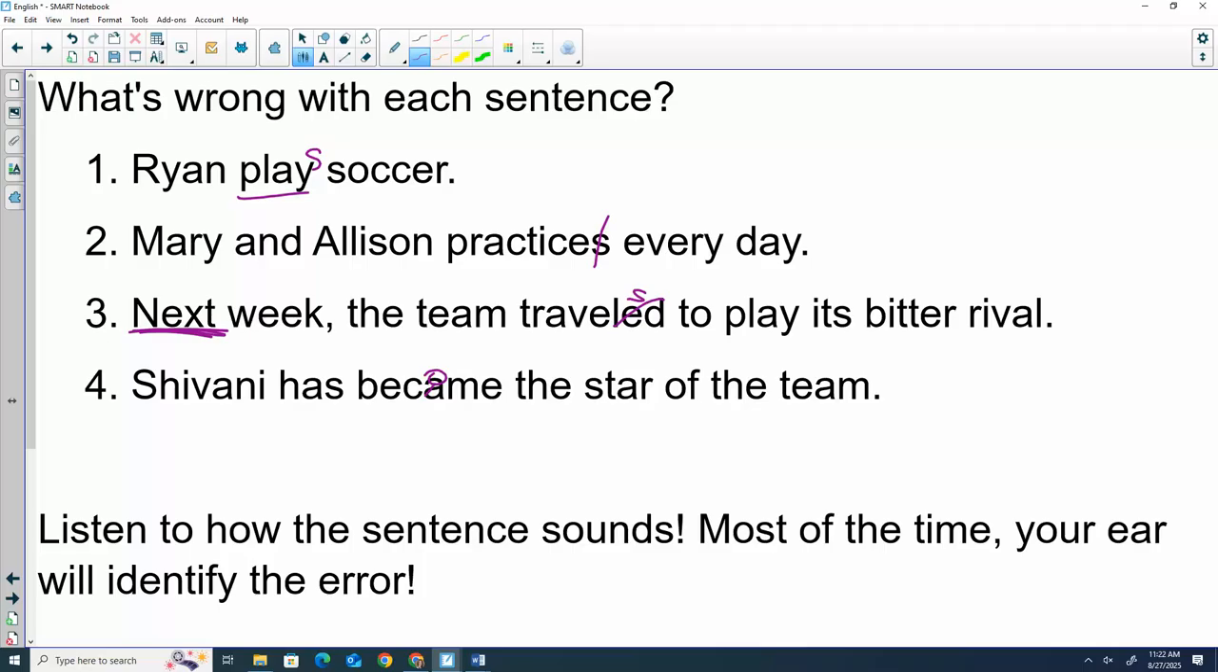Right. Most of the time, you are going to catch those without going into all the rules of why everything is the way it is, just by what sounds right. You know, when I read Ryan plays soccer, I know that's not right. Do you remember the rule why you have to have an S? Maybe, maybe not, but you know the correct way to say it. All right.